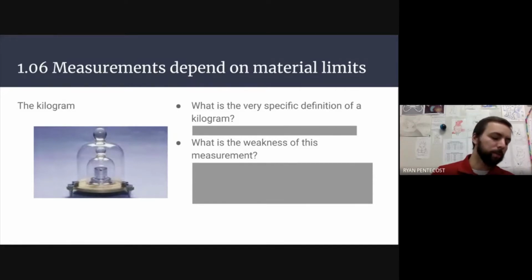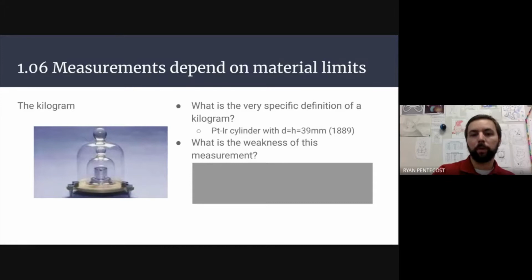So the specific definition of a kilogram is that it is in the picture. You can see that there is this platinum iridium alloy cylinder with a diameter and height of 39 millimeters. This was established in 1889, and for the longest time, that was still used up until I think it was in the 2000s. We actually changed that, but that is the definition of the kilogram.